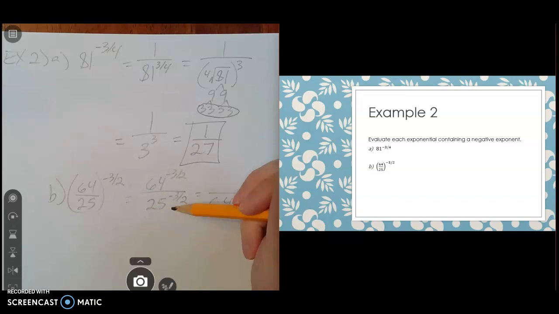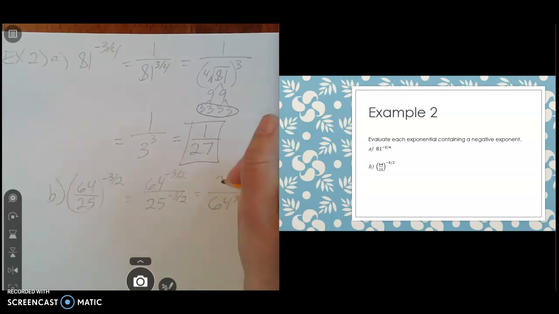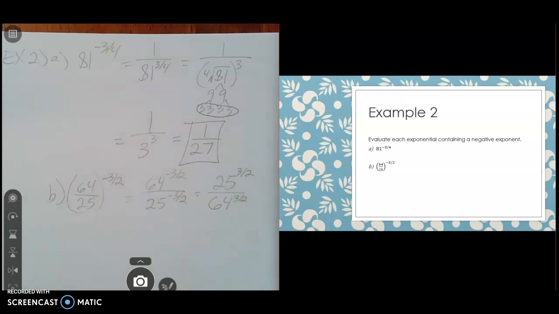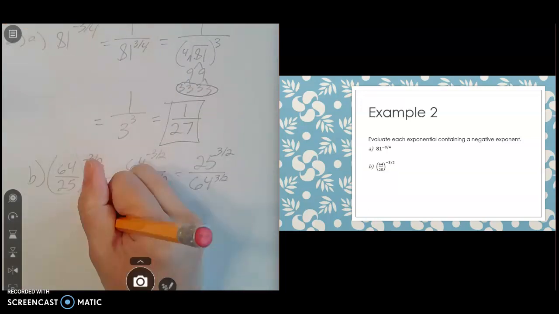The 25 says, I don't like being in the denominator. It makes it very unhappy. So if we switch it to the numerator, then we will have a positive exponent. And so we can essentially just switch places and have positive exponents, which is much happier.